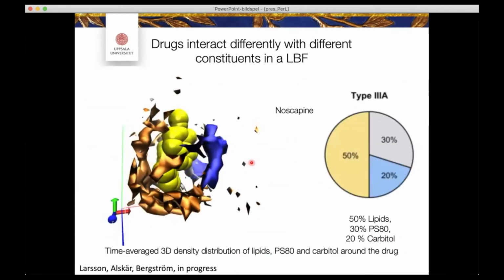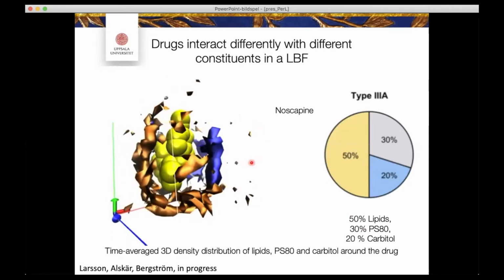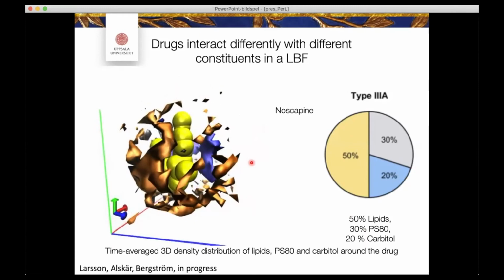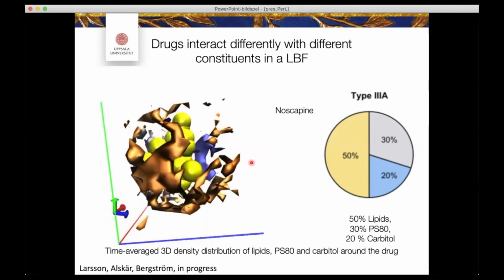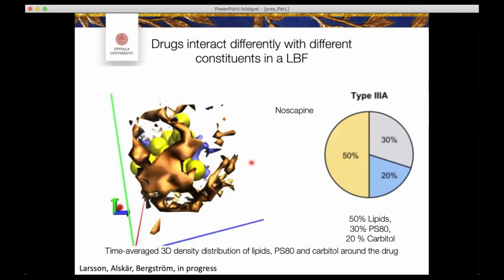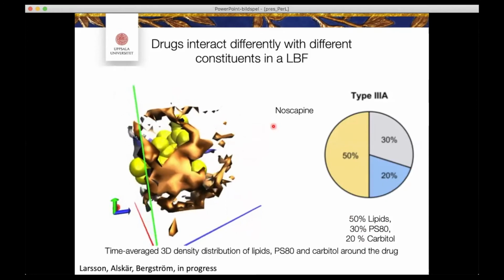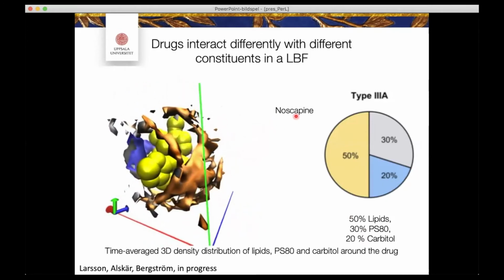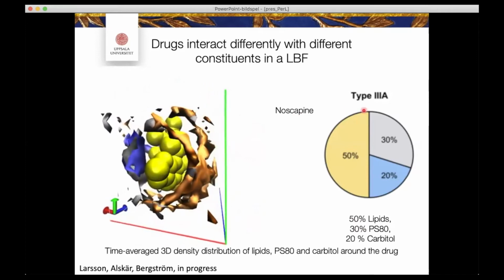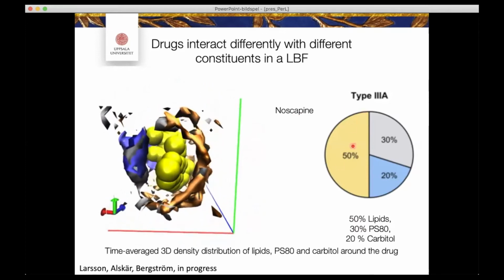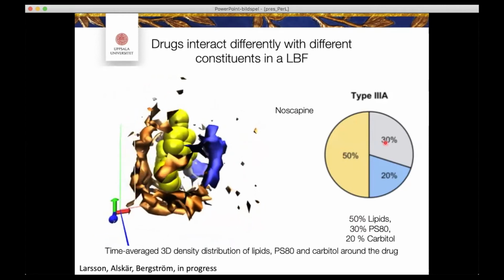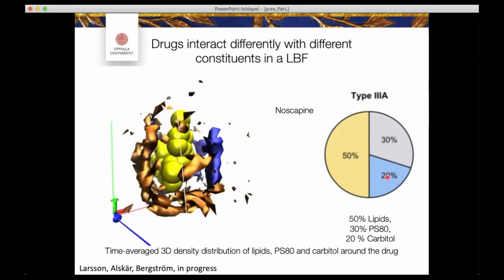We also see that we get different behaviors for different drugs within the same lipid-based formulation. This is an example of that. In this case, it's not tolfenamic acid anymore, but instead noscapine. And instead of a type 2 lipid-based formulation, this is now a type 3A, which contains 50% lipids, then 30% polysorbate 80 and around 20% or so carbitol.